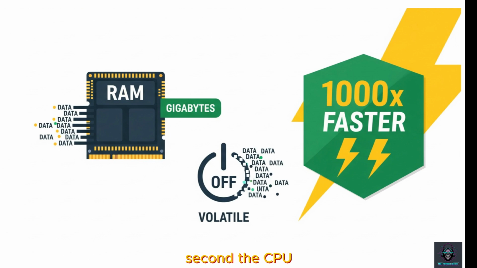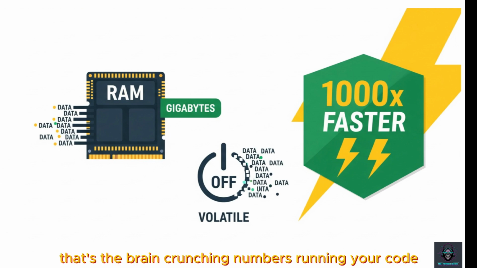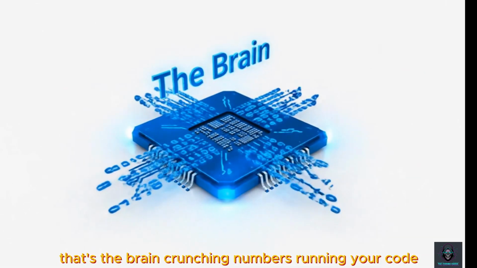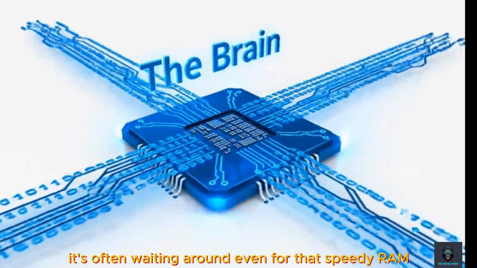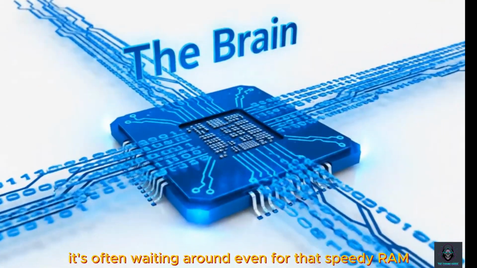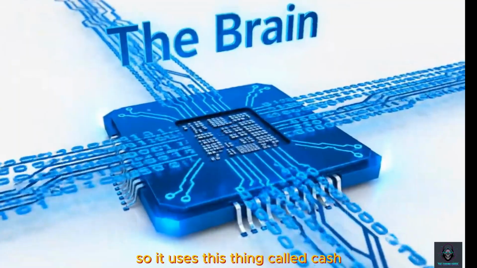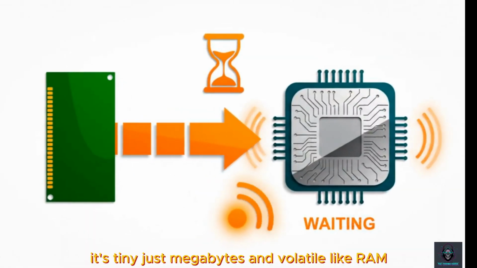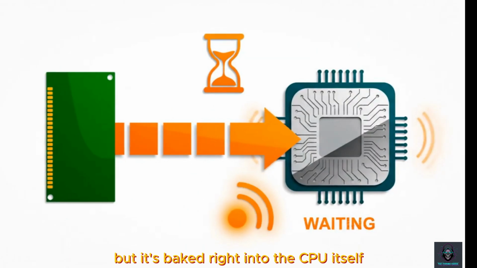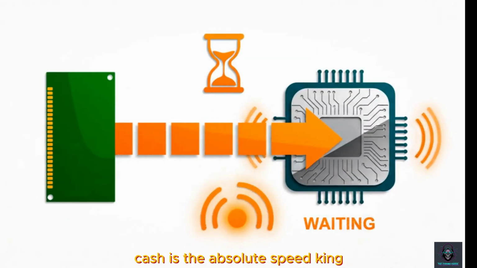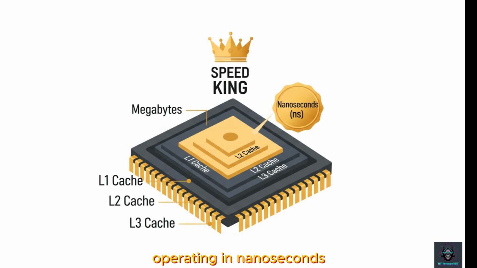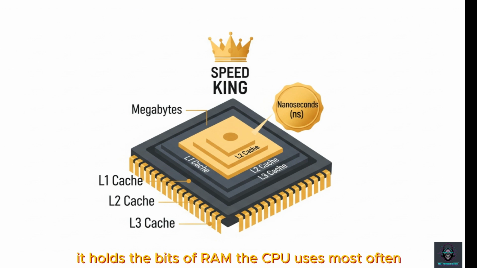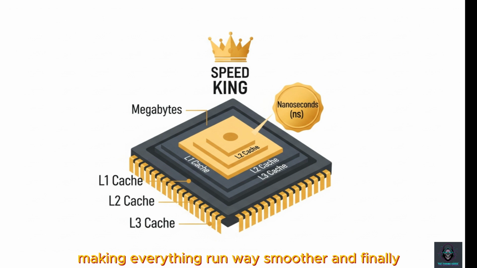All right, second, the CPU. That's the brain crunching numbers, running your code. Now, the CPU is so fast, it's often waiting around, even for that speedy RAM. So it uses this thing called cache. It's tiny, just megabytes, and volatile like RAM, but it's baked right into the CPU itself. Cache is the absolute speed king, operating in nanoseconds. It holds the bits of RAM the CPU uses most often, making everything run way smoother.